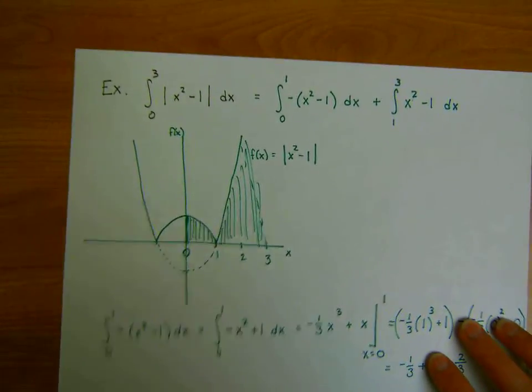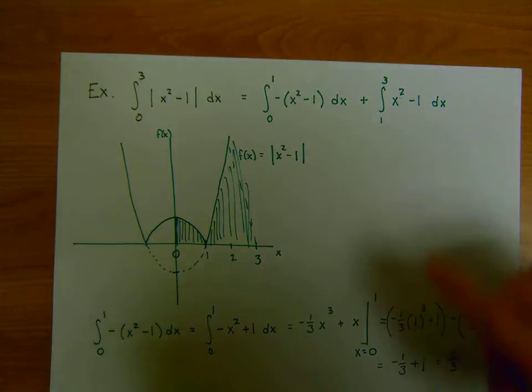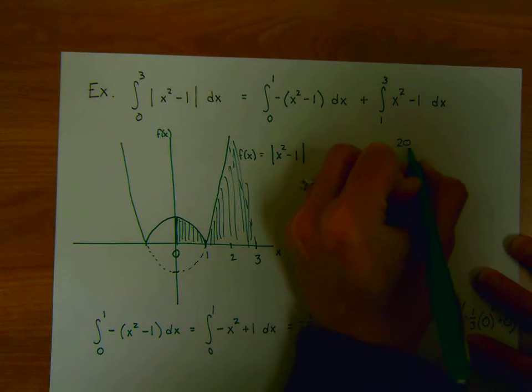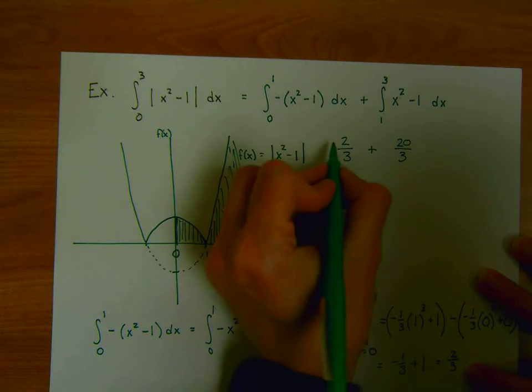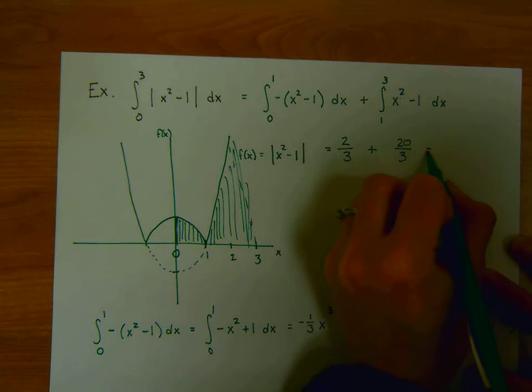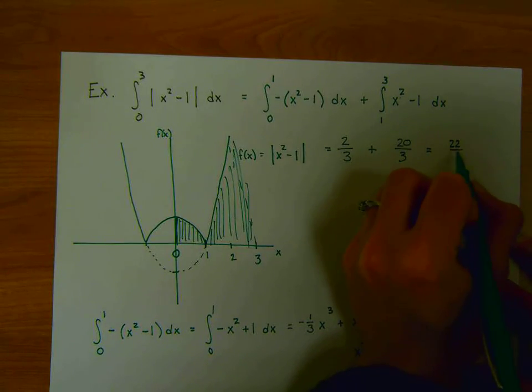So that tells me that this second integral was equal to 20/3, and the first was equal to 2/3. This combined area is going to be equal to 22/3.